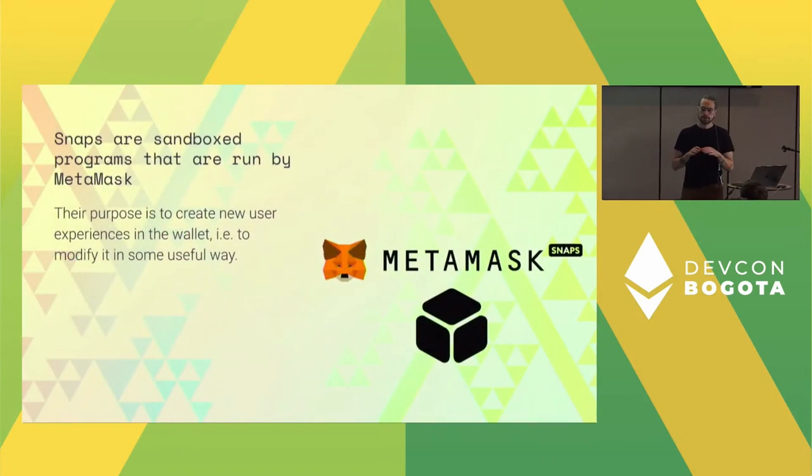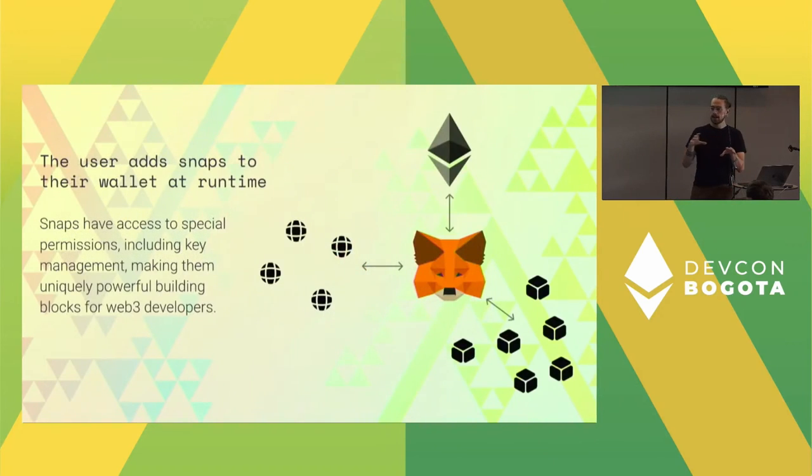And Snaps are simply sandbox programs that are run by MetaMask, and their purpose is to create new user experiences in the wallet. That is to say, the purpose is for them to modify the wallet in some useful way. And the user adds Snaps to the wallet at runtime, and they have access to special permissions that are not available to dapps, including things like key management, and that makes them uniquely powerful building blocks for Web3 developers.